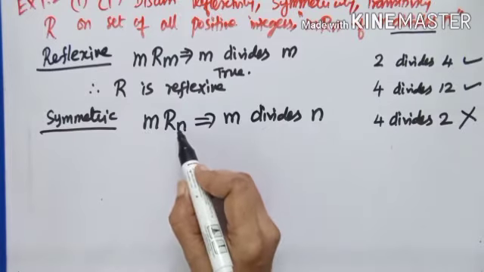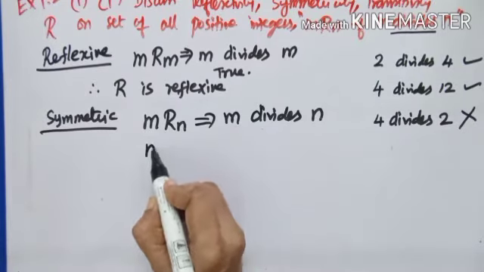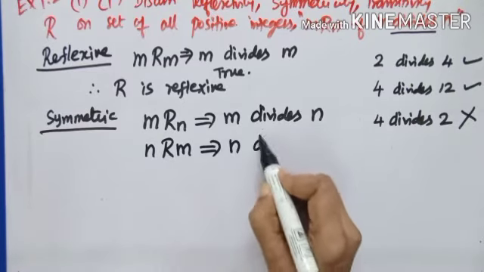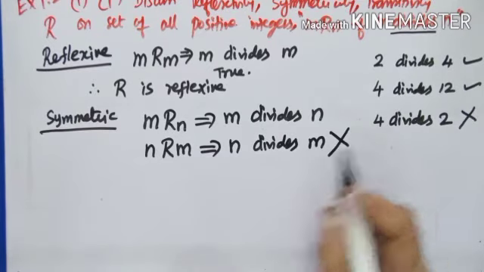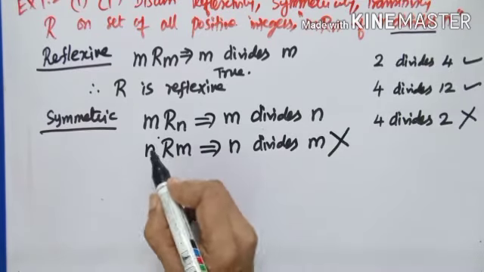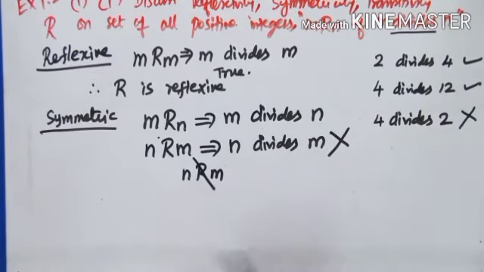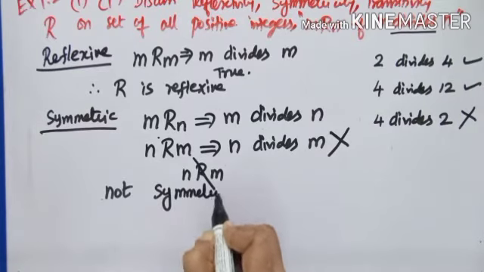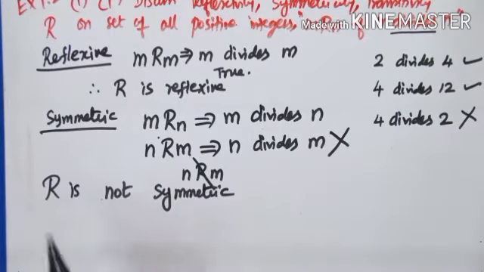So M is related to N implies M divides N. Then N is related to M implies N divides M. This is wrong. So I will say it is not correct. N does not relate to M. So I will declare not symmetric. R is not symmetric. R is what we denote as the relation.